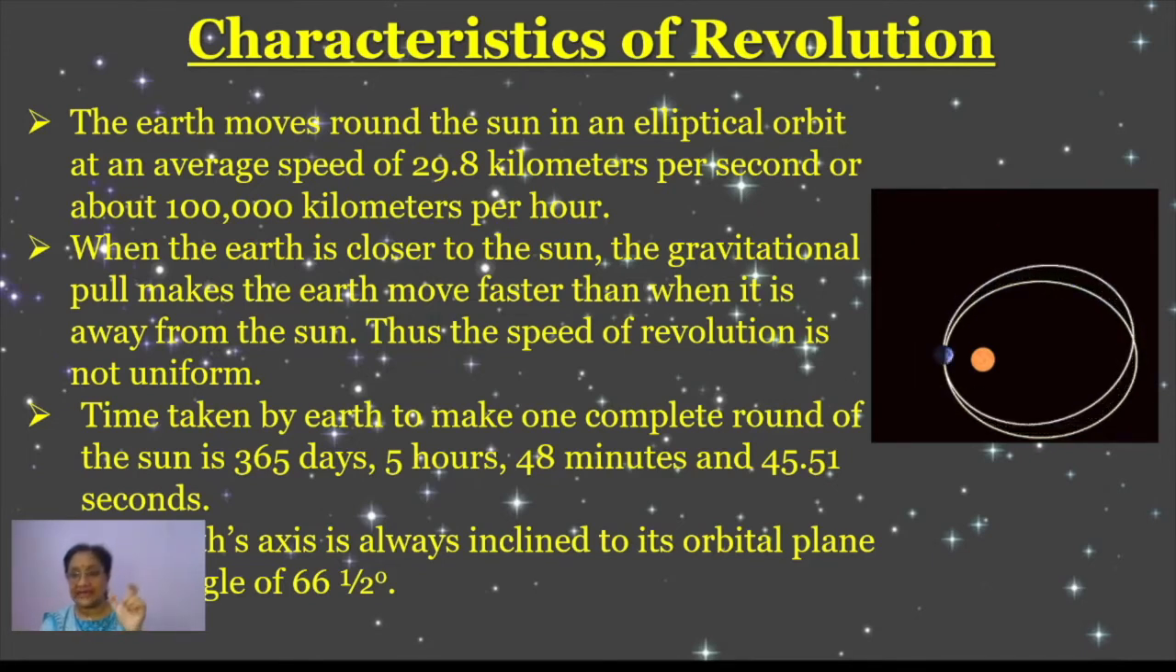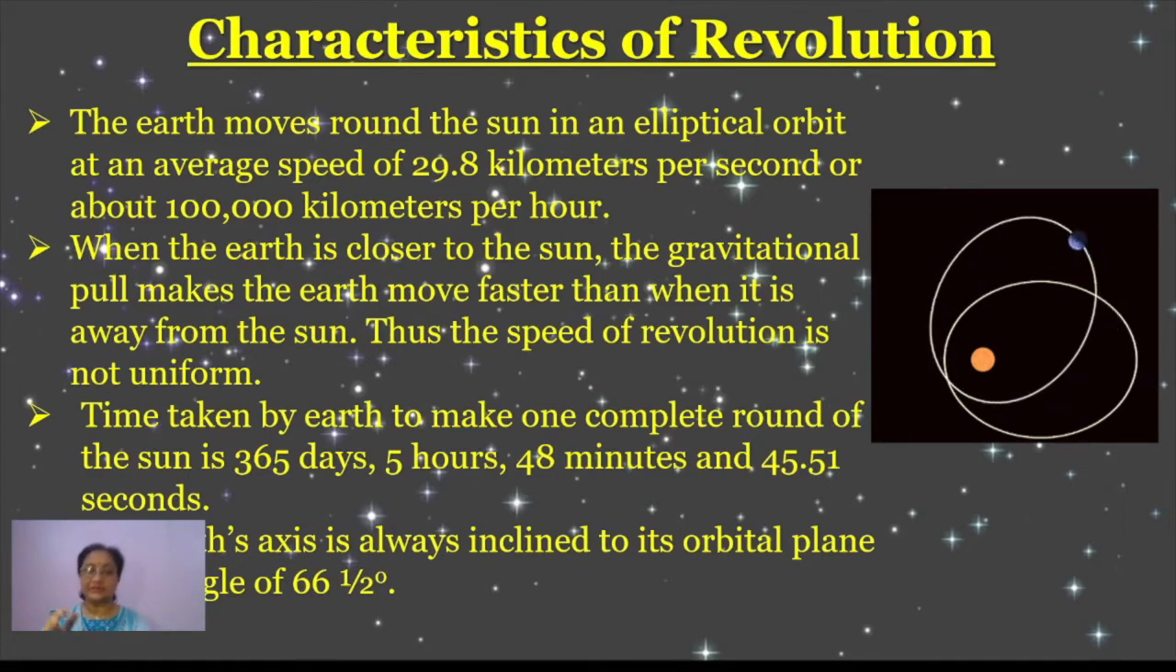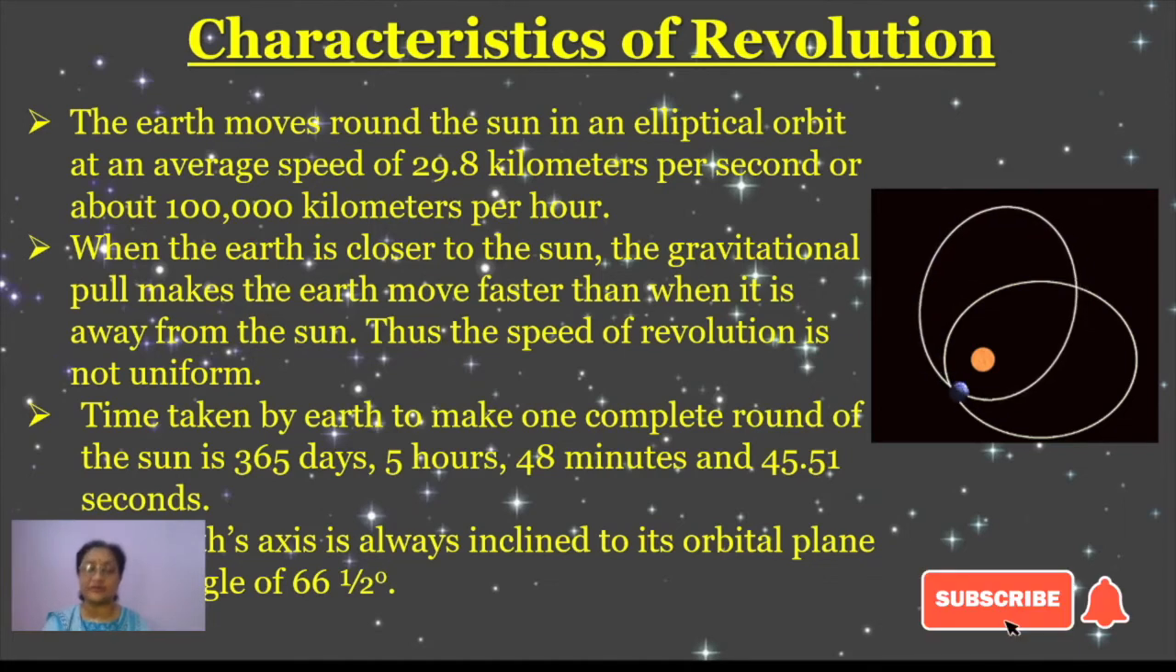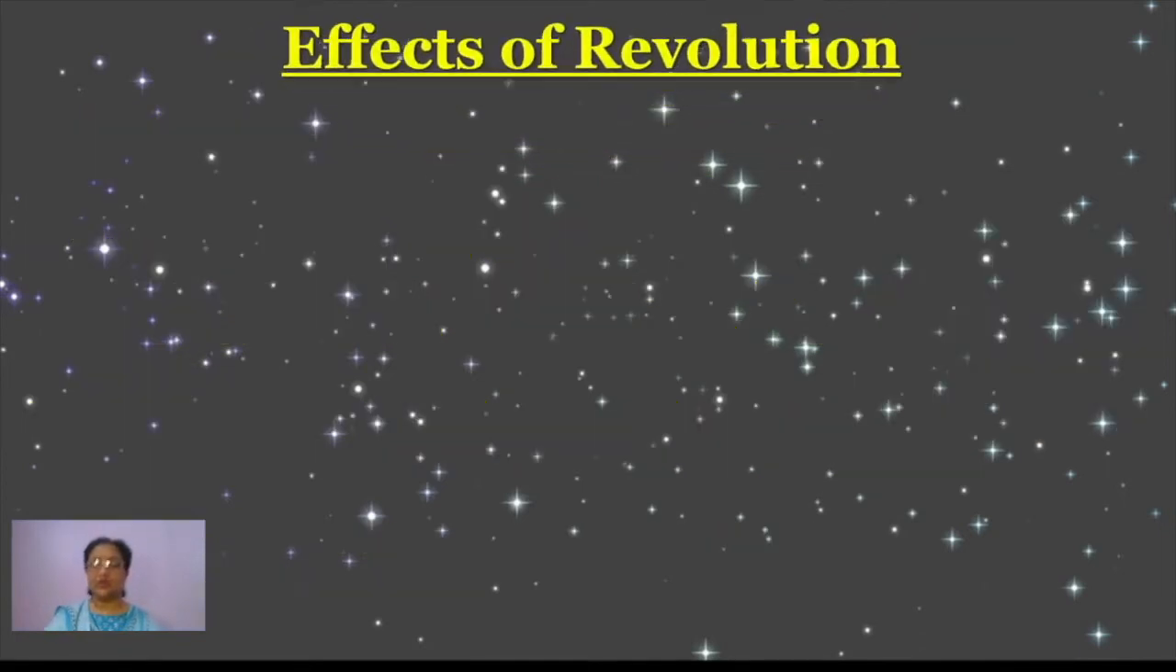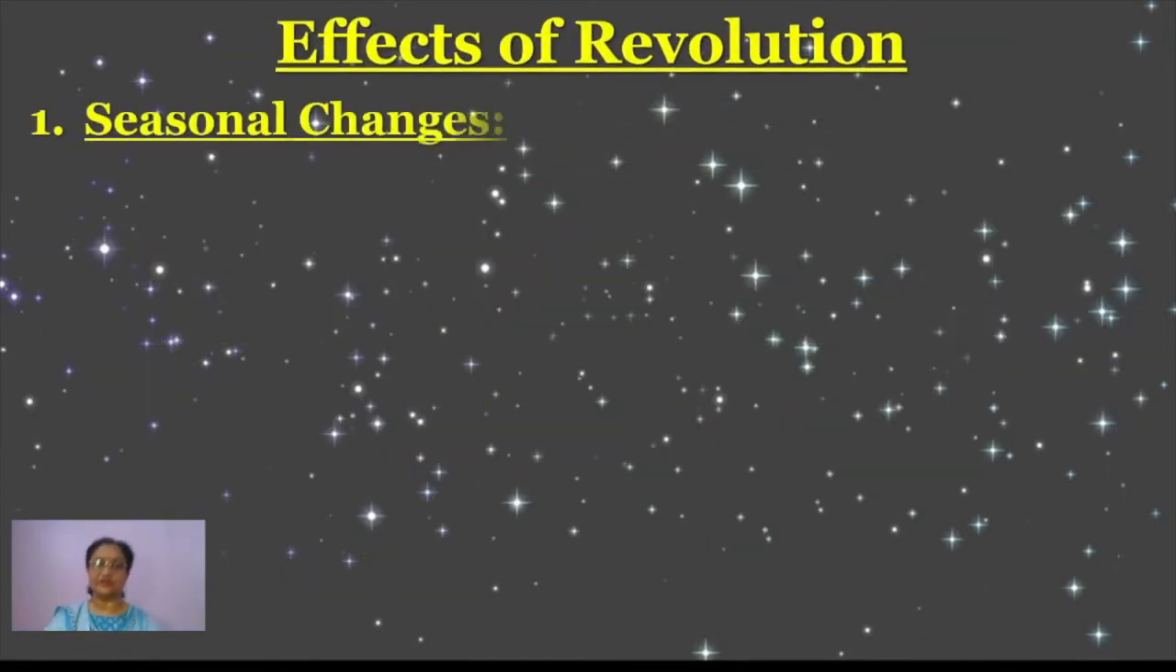Okay, this is the actual time taken by the earth in completing one revolution around the sun. And the earth's axis is always inclined to its orbital plane at an angle of 66.5 degrees. From vertical, it is 23.5 degrees. From orbital plane, it is 66.5 degrees. Now, what can be the effects of revolution?